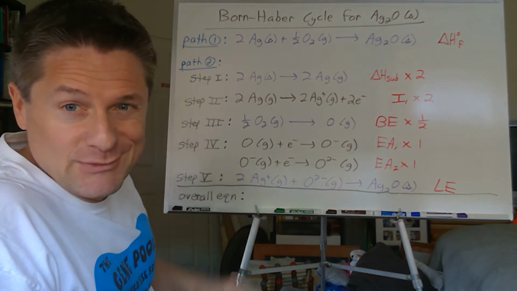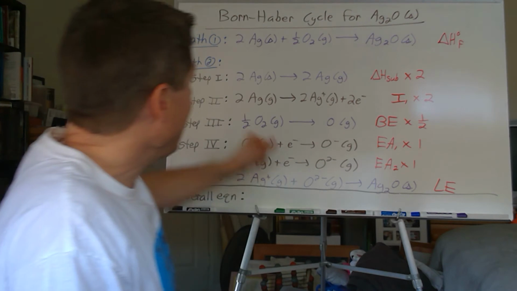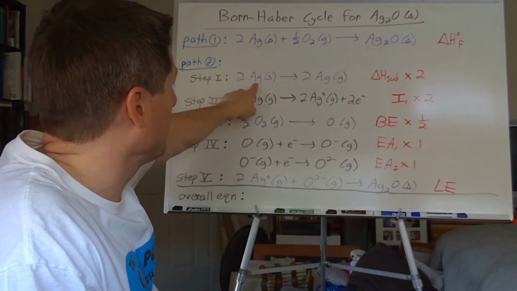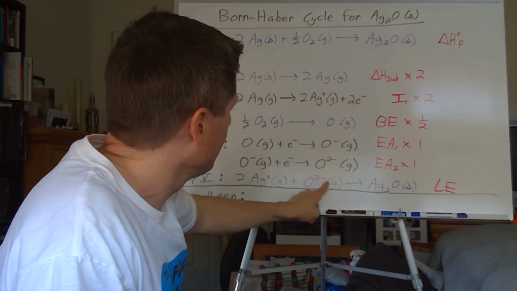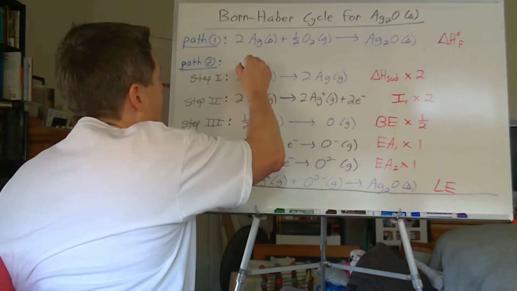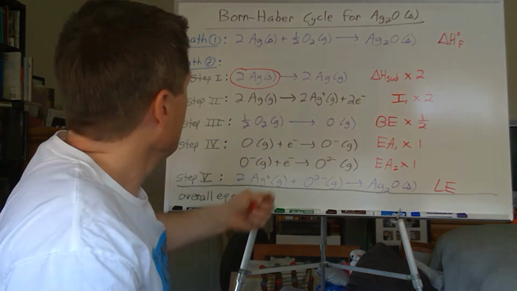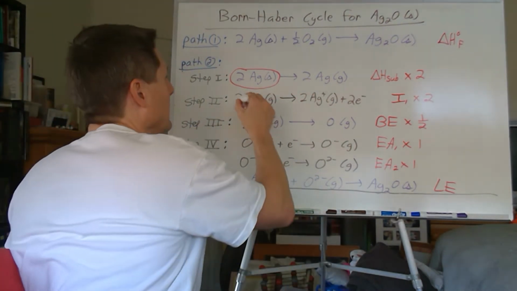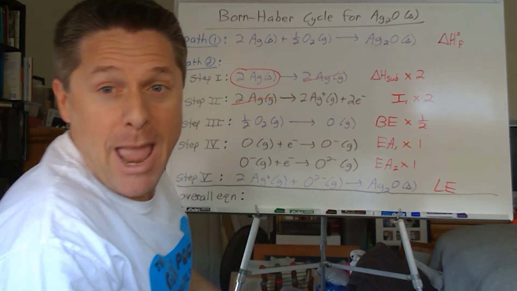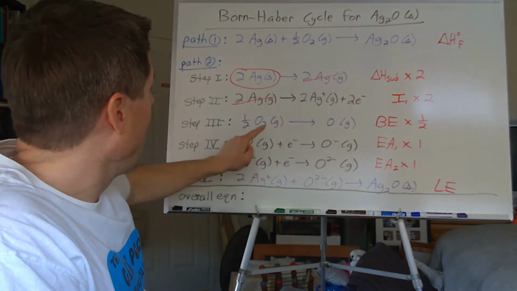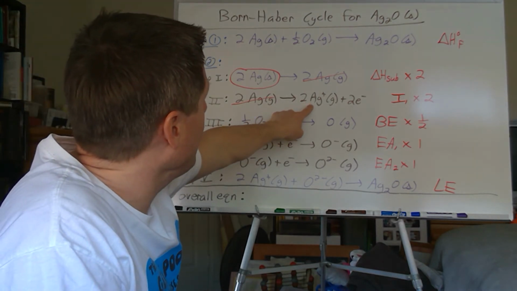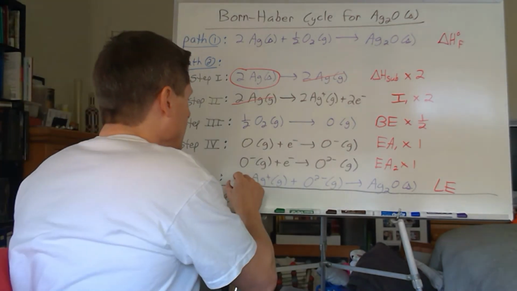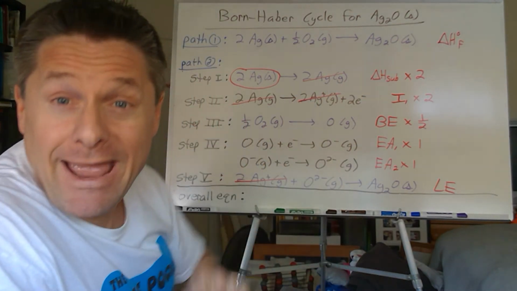Ready? Let's start crossing out. This is the best part. Anything you see on the left that's the same on the right, we can cancel out. So do you see 2 moles of silver solid on the right-hand side anywhere? Nope, I don't. So that does not cancel out. Let's take a look. We've got 2 moles of silver in the gas phase on the right, 2 moles of silver in the gas phase on the left. Bye-bye. I see 2 moles of silver ions in the gas phase on the right, 2 moles of silver ions in the gas phase on the left. Gone.